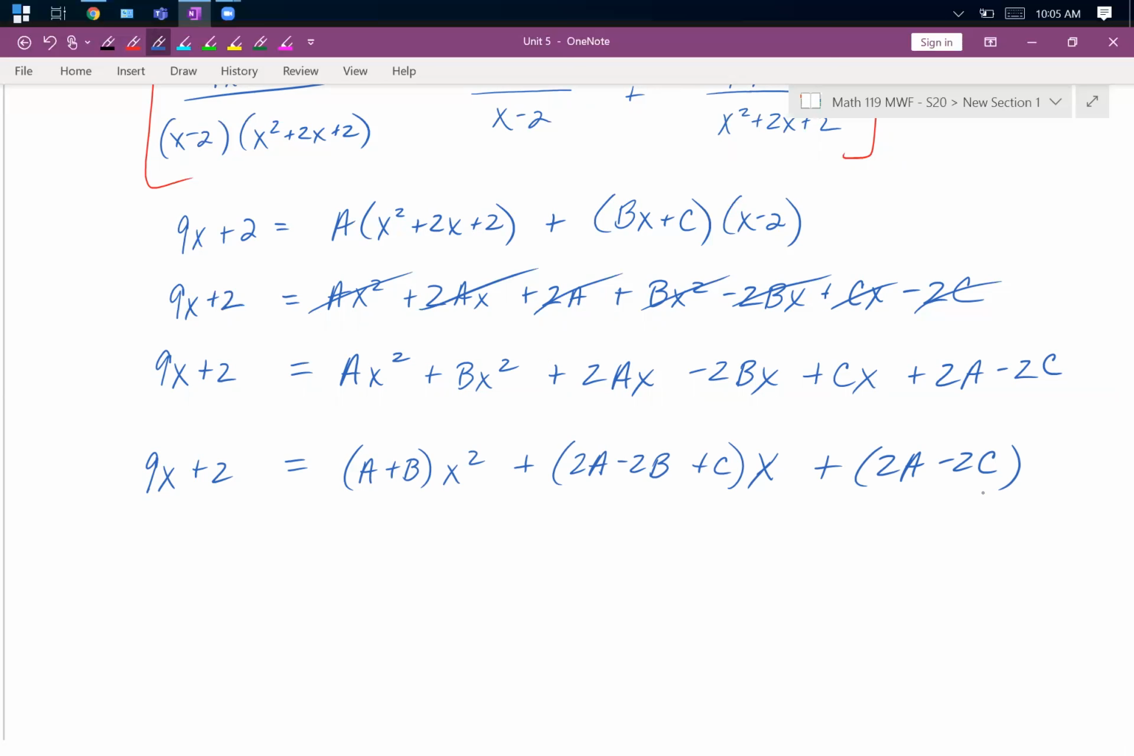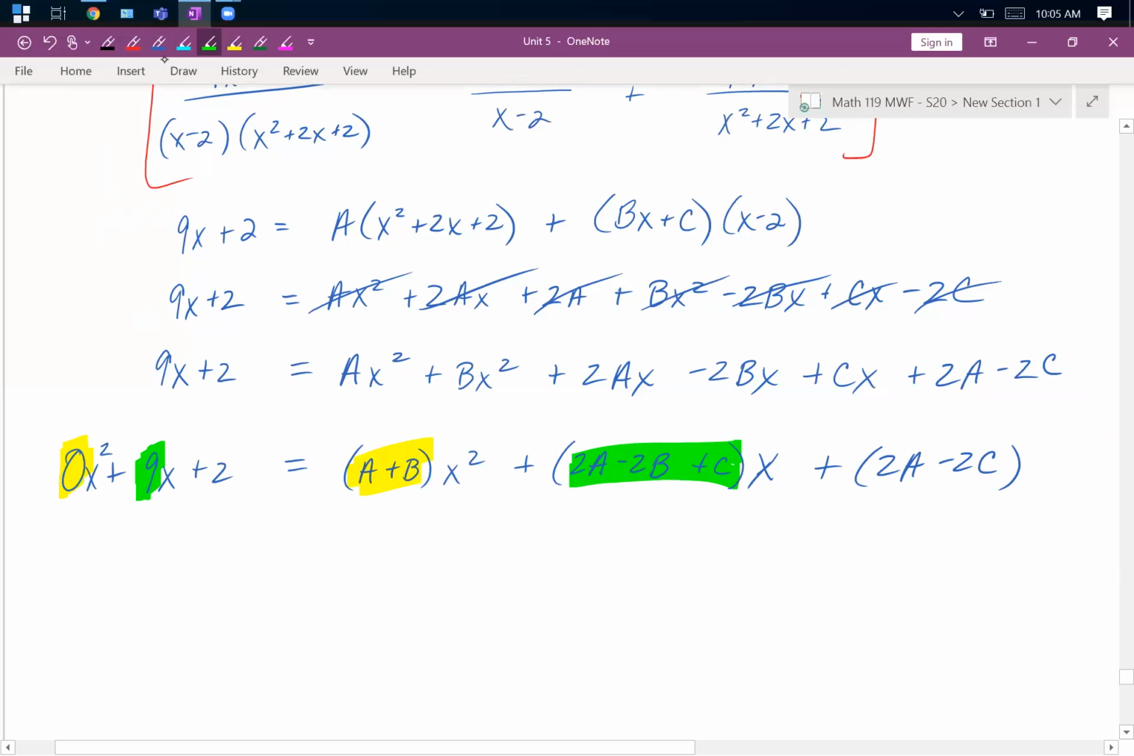Now it's time to equate coefficients. You'll notice that we have an x squared term on the right, but not on the left. So again, we'll have to put in a placeholder, 0x squared, and now we can equate. 0 is going to have to be equal to a plus b. 9 is going to have to be equal to 2a minus 2b plus c. And then 2 has to be equal to 2a minus 2c.